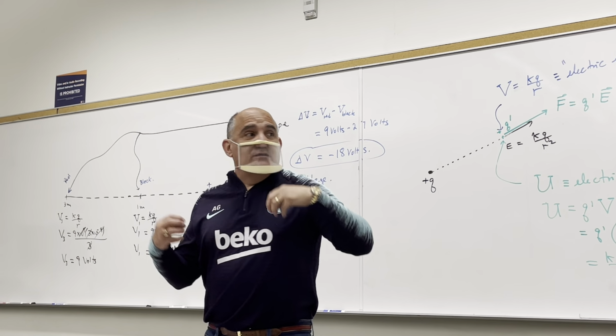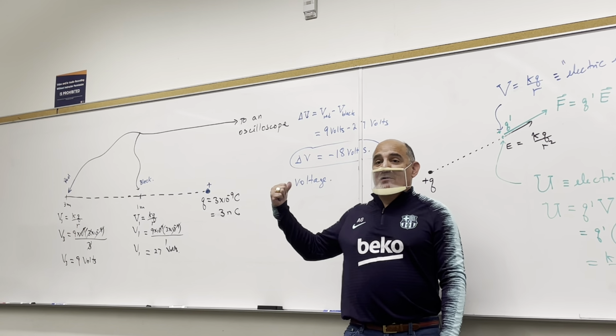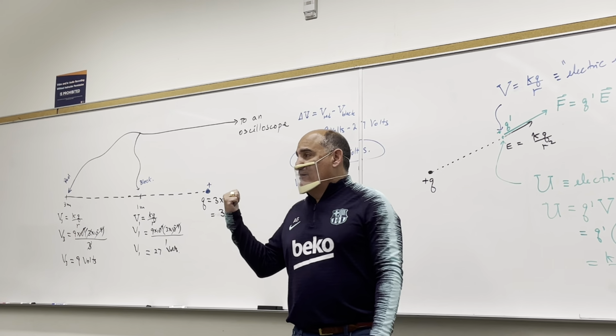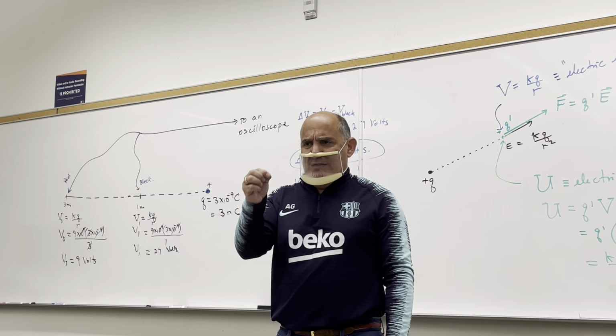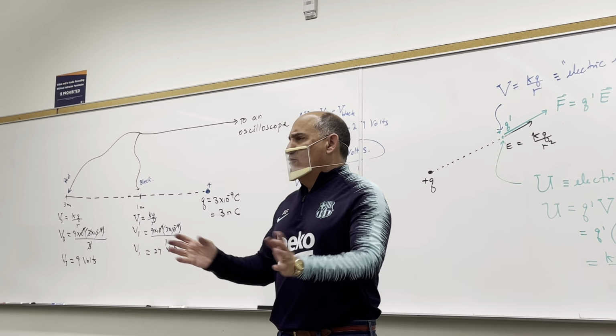And we're going to then use the energy argument to show you how easy it is to solve that other problem where the electron is released from rest at the negative plate, and how fast is it traveling when it hits the positive plate. It'll be a piece of cake.